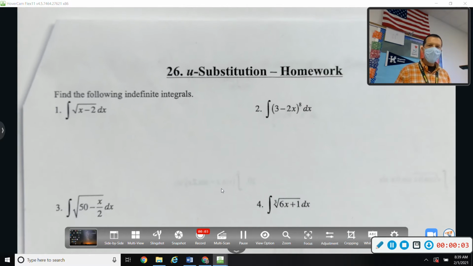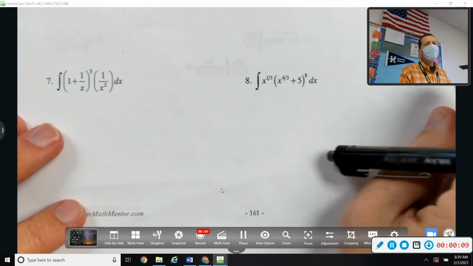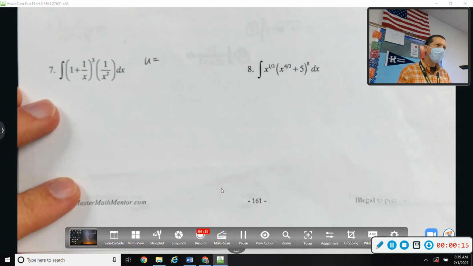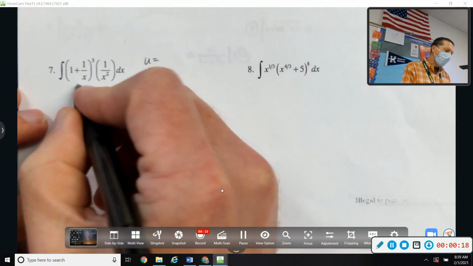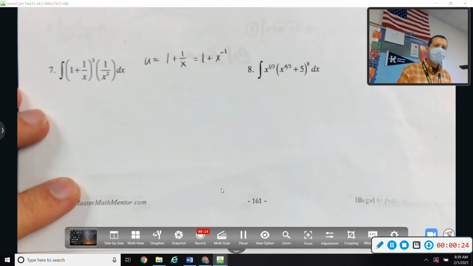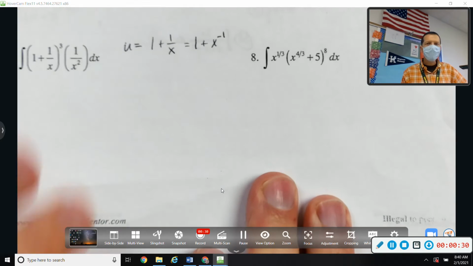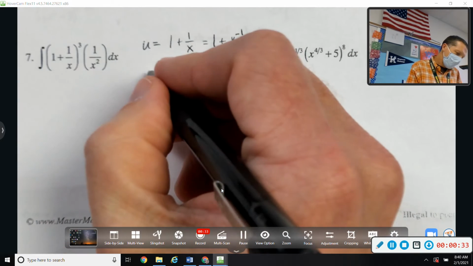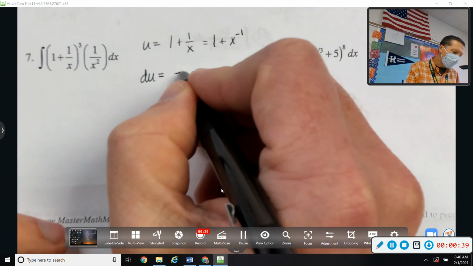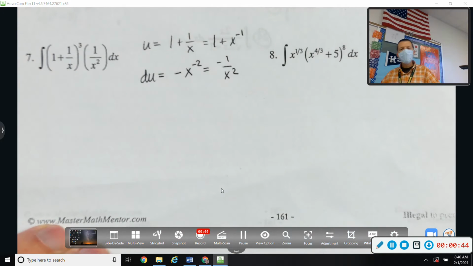All right, let's look at worksheet 26, and let's do number 7. So, guesses on what u should be? Hear you guys discussing it. It's the first chunk of stuff? I'm going to rewrite it with x to the negative 1, because that'll make it look a little better when I go to take a derivative. Because the derivative is going to be, derivative of 1 goes away, so negative x to the negative 2. Negative 1 over x squared.